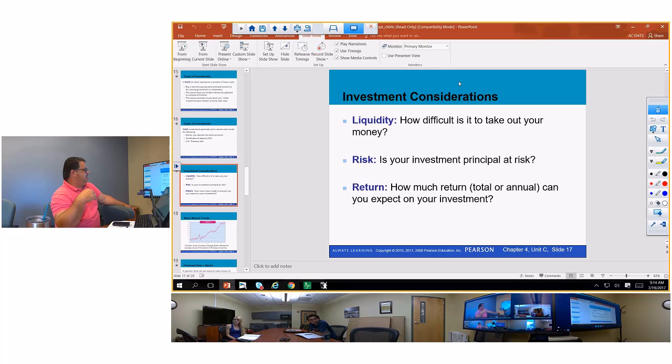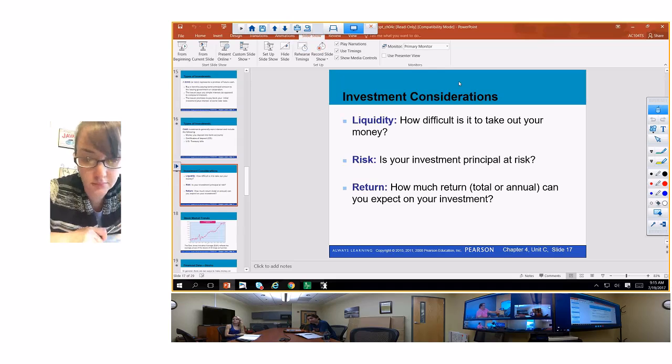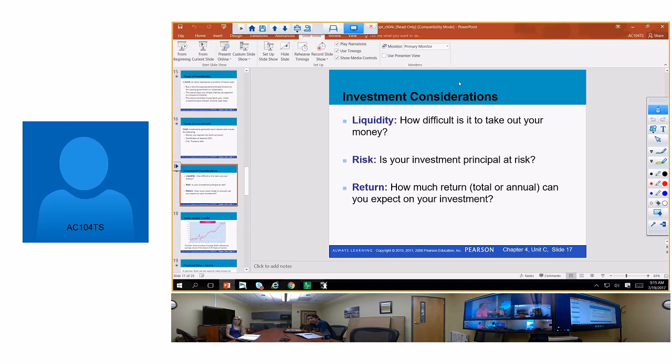I'm going to let y'all pronounce that word with the L, because I can't pronounce it. Y'all try. Liquidity. Liquidity, yeah. How difficult it is to take out your money. That's what happens in real life. Everybody in here has got a real life, okay? They have emergencies. Take the money out and pay the penalty. Exactly. Sometimes you have to use that money.